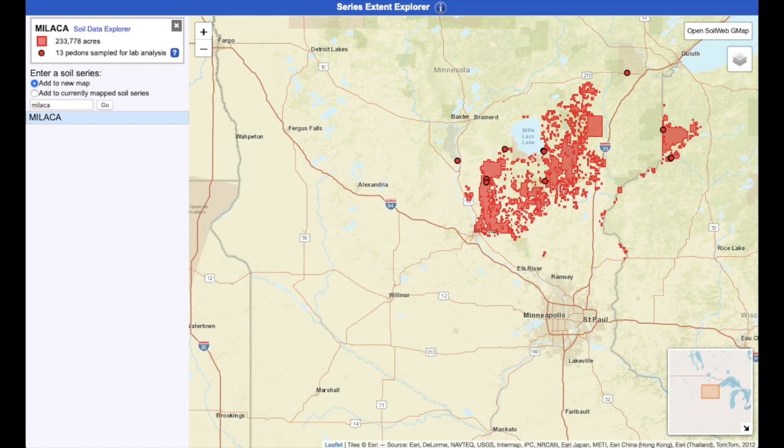So to begin, the Milaca series occurs on what is known as the central Minnesota outwash plain, and as you can see by the map, it is located mostly in east central Minnesota, and it is actually named after a town right about in the middle of the series' extent.